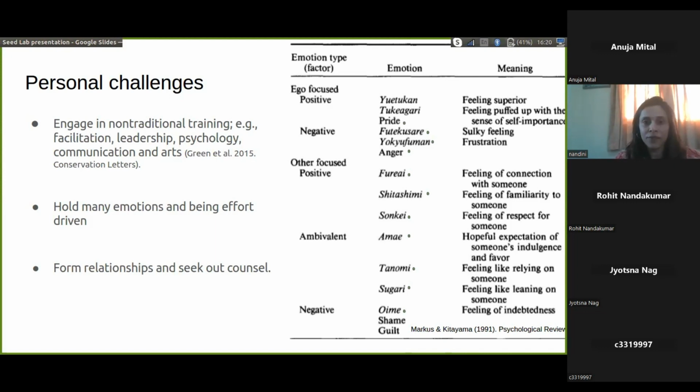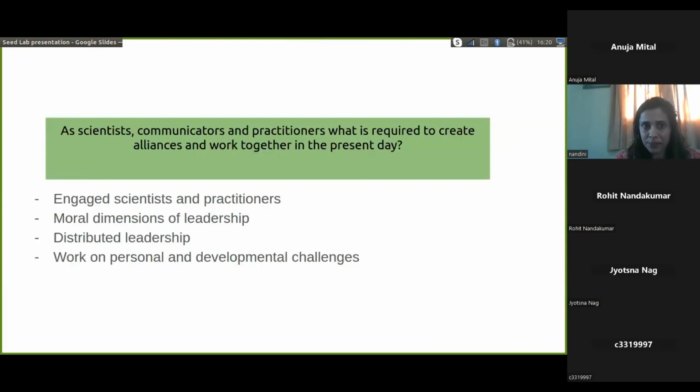You're holding a lot of these things together. You're forming relationships, but you also don't know, how do I seek counsel? Do I need to seek counsel at all? So we also have a lot of personal developmental challenges that we face.